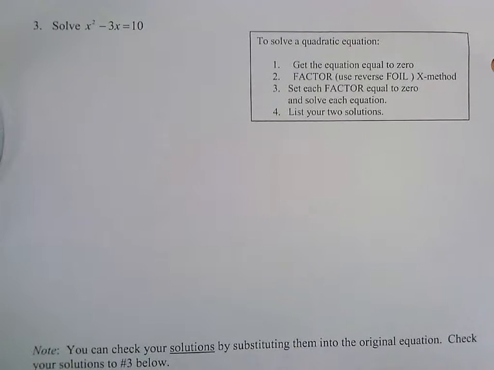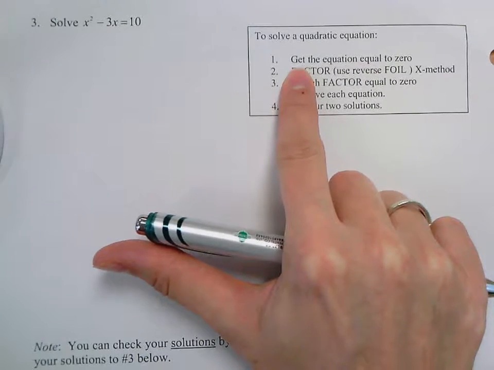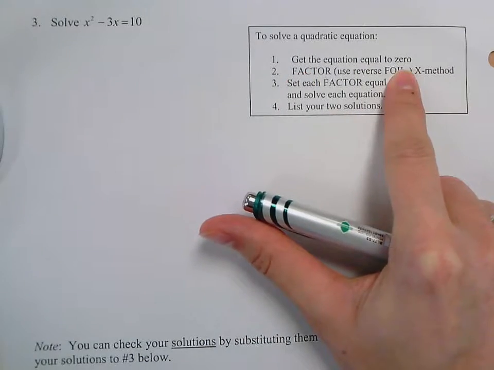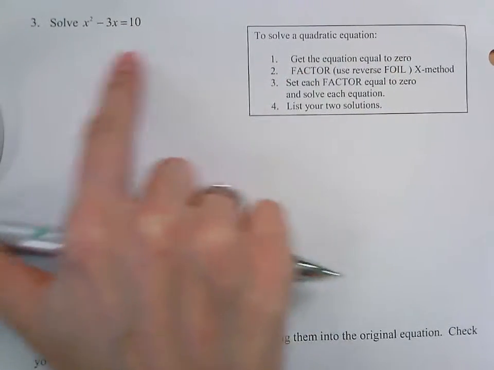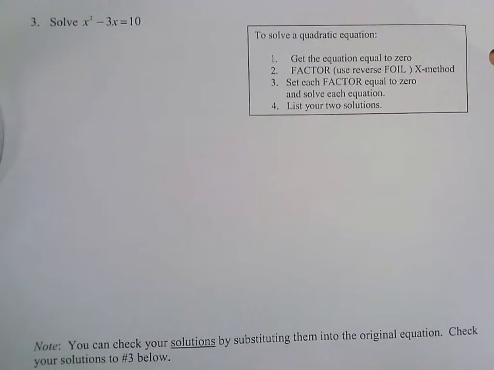This one is x squared minus 3x equals 10. So if step 1 is to get the equation equal to 0, I don't have 0, so now I have to do step 1. Nadia? Yes.